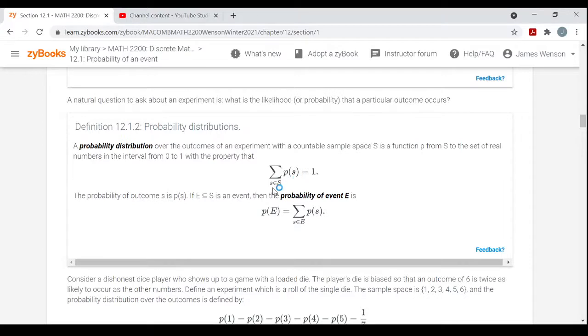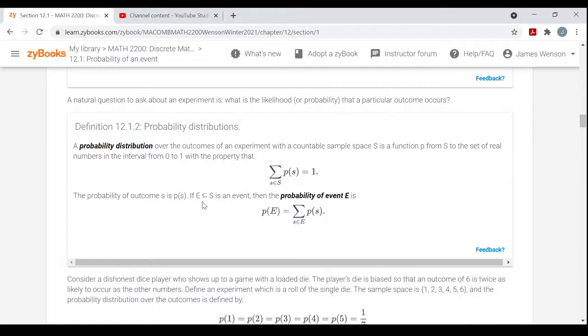And if you look at every single outcome in the sample space, this is the sum over all s belonging to S here. So if you look at every single outcome in the sample space, all possible outcomes, and add up the probability of every single outcome, it should add up to 1, right? Because for everything in the sample space, at least one of those things is guaranteed to occur. So the sum of all those probabilities should be 1. The probability of outcome s is denoted p(s), like this function they mentioned.